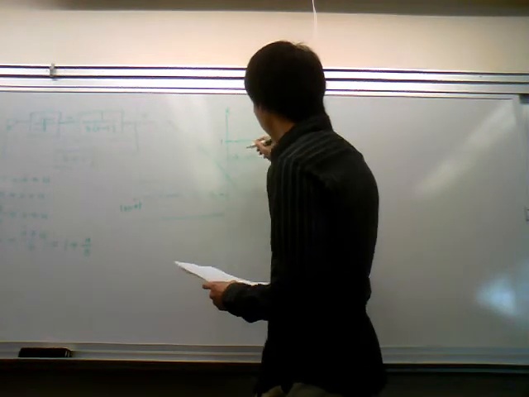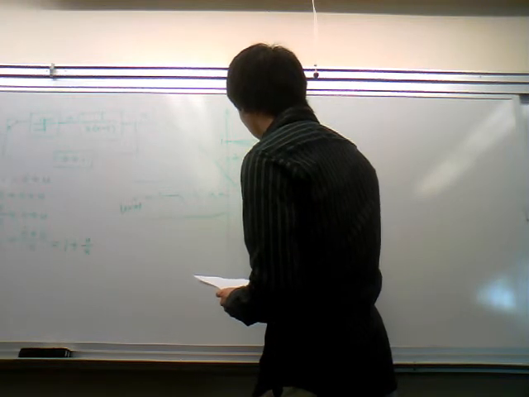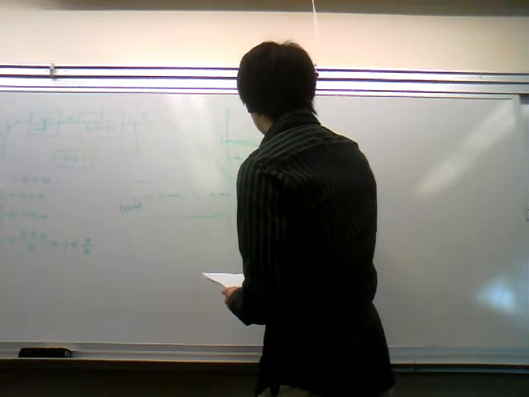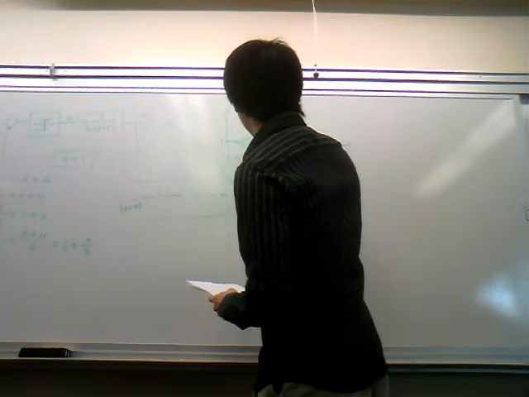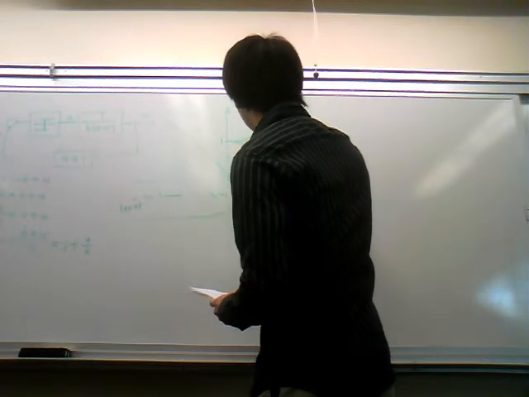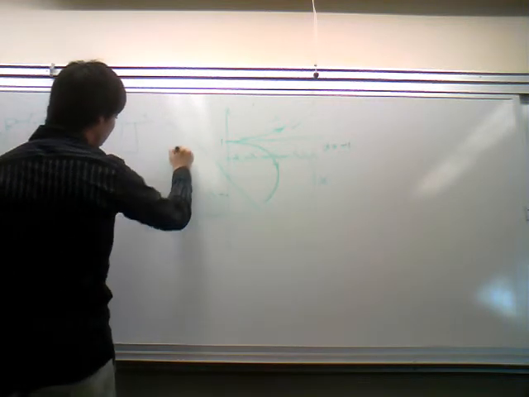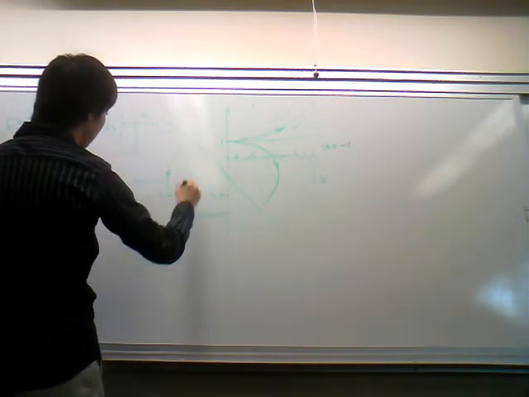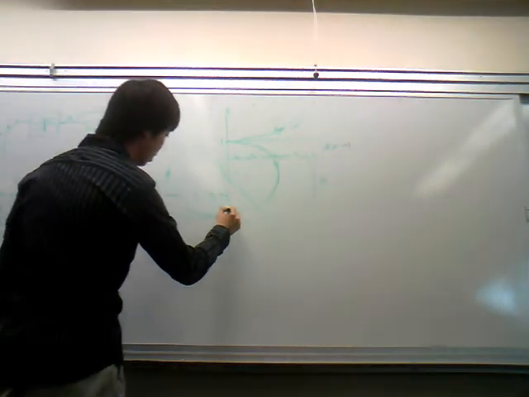All in all, you end up with trajectories that look like this. Here, it goes up like that. And then over here it comes over like that. And then down here it goes like that. So that's your phase portrait.